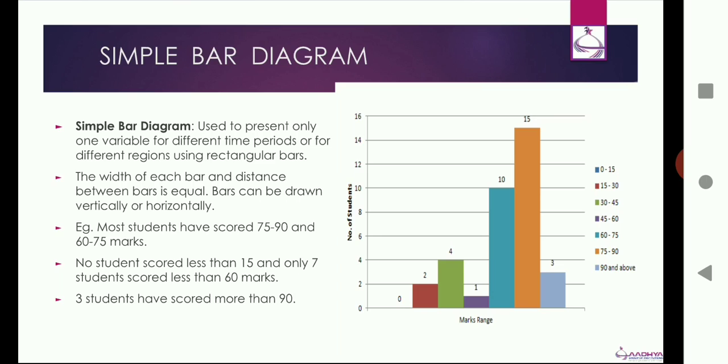In the example we have given, there are students who have scored different levels of marks in a particular class from 0 to 90 and above. No student has scored in this group less than 15 marks, and only 7 students have scored less than 60 marks, and 3 students have scored more than 90 marks. Now this information can be easily grasped looking at this simple bar diagram.